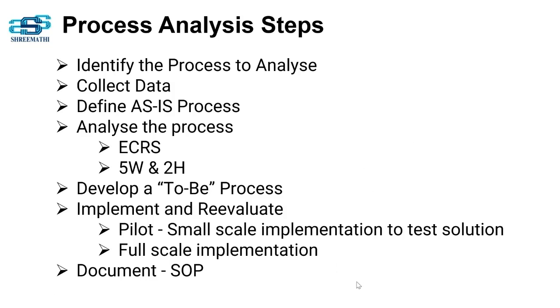Next one is to analyze the process. Dive deeper into each step of the process. Look for inefficiencies, bottlenecks, duplicated efforts, non value added items, or unnecessary tasks involved in the process. Consider factors like time, resources, and quality. In this regard, ECRS and 5W2H can be of great help. Let's learn in detail about ECRS and 5W2H in our upcoming slides.